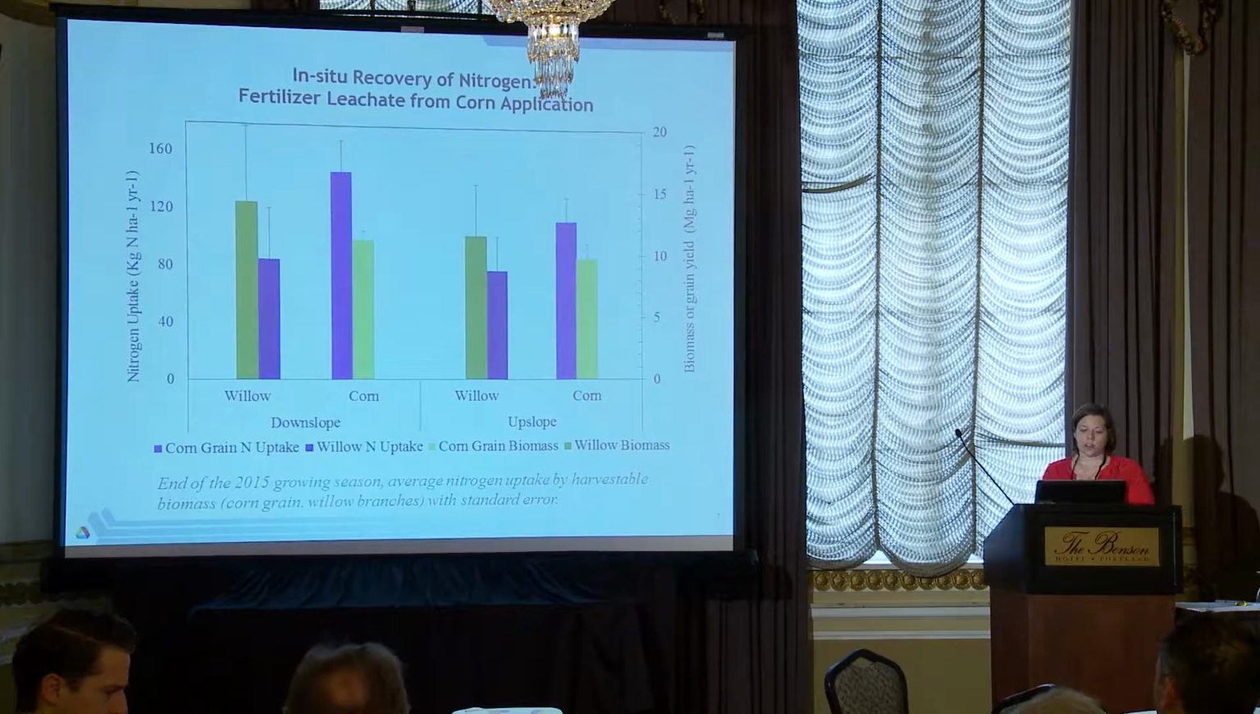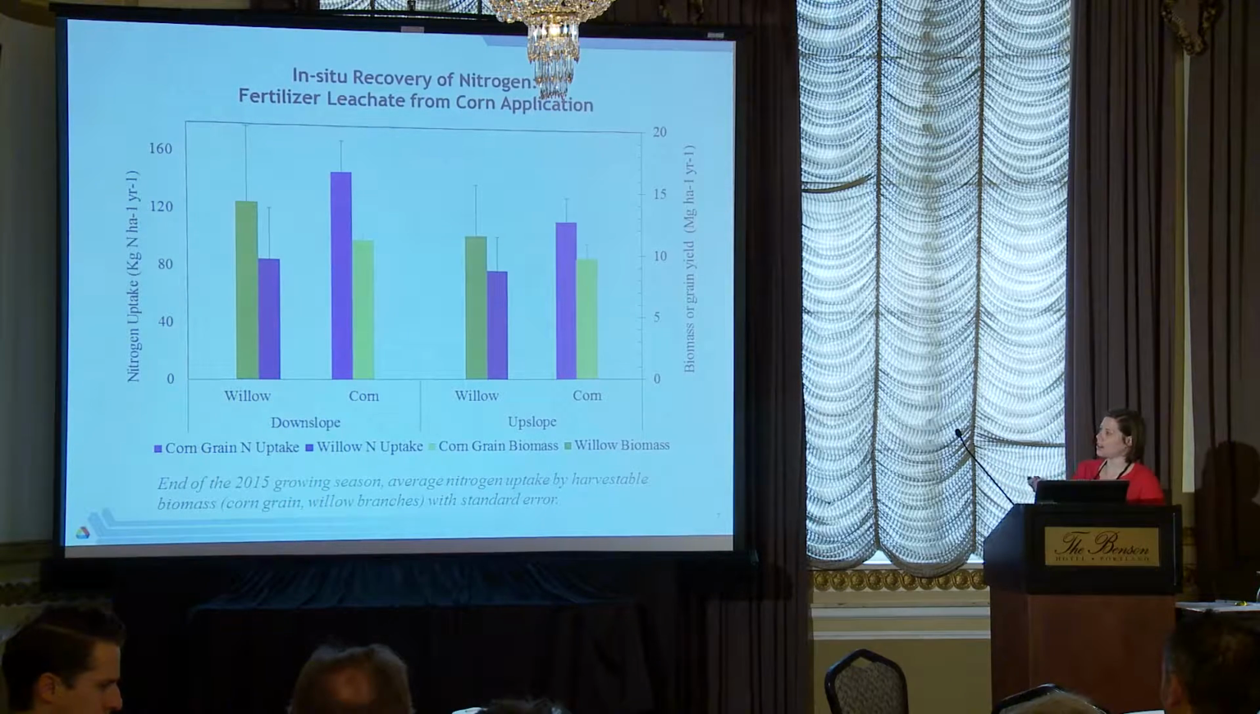So the next step is to look at whether or not the willows are actually taking up this nitrogen, which I kind of got ahead of myself. So again, 2013 was our establishment year, so by 2015, this is our second year. And so willow has an advantage over corn in that it's a perennial crop, and so your nutrient uptake is gradually enhanced with each year, as well as biomass.